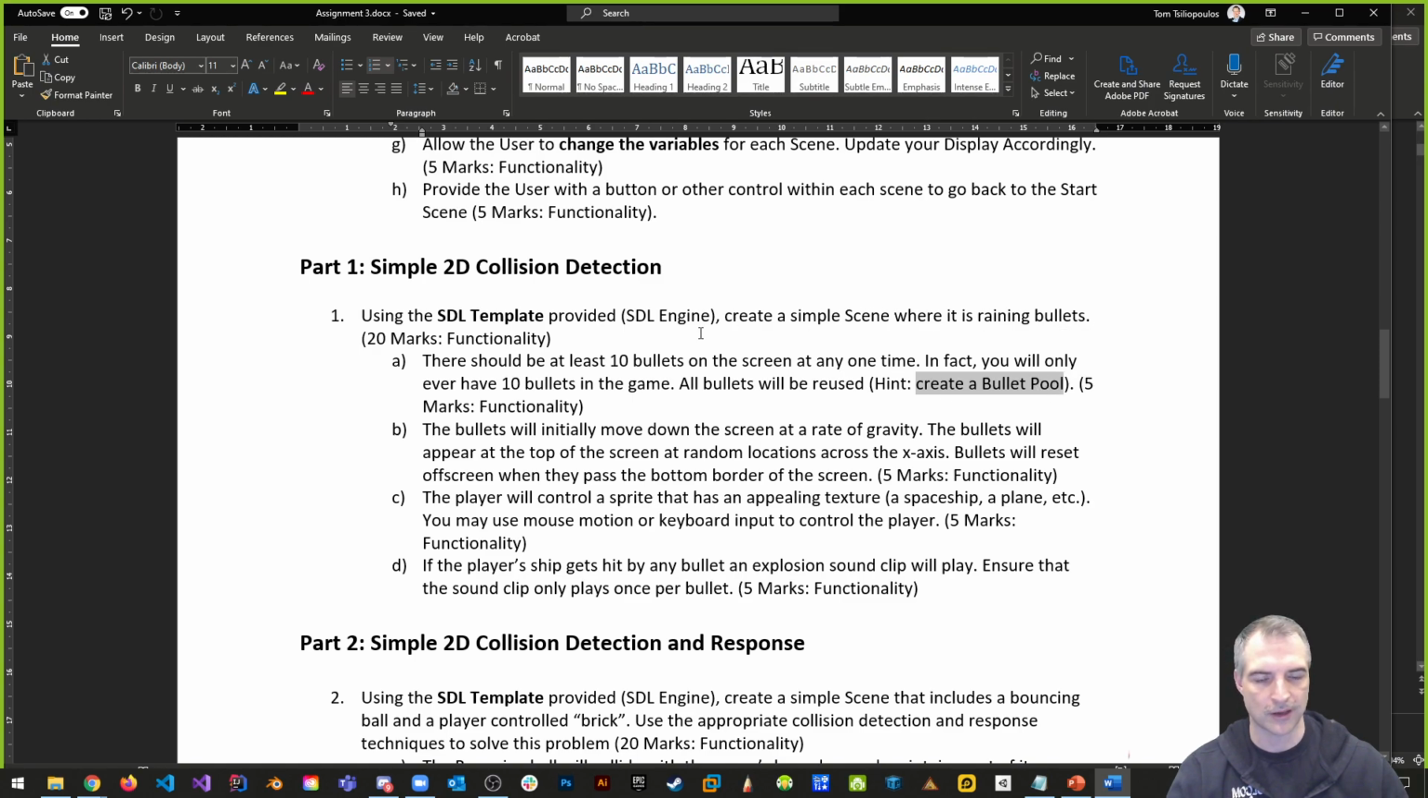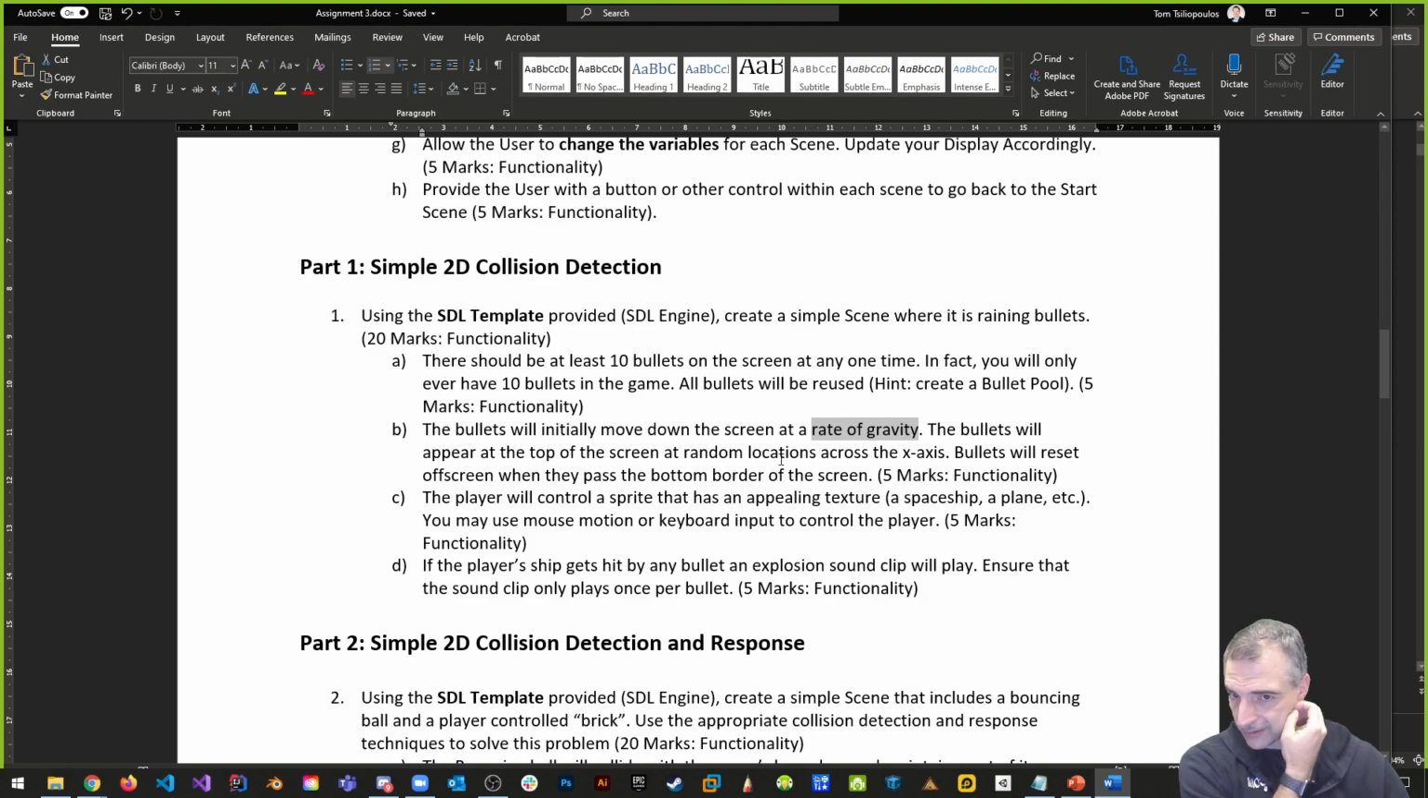And I know that Spencer kind of talked about object pooling before in his lecture, and I think this is a really great thing. It's an optimization pattern, all right? The bullets will initially move down the screen at a rate of gravity, whatever the rate of gravity you decide is. And again, you would be able to modify this with your controls in IMGUI, so you can increase gravity, decrease gravity, and so on.